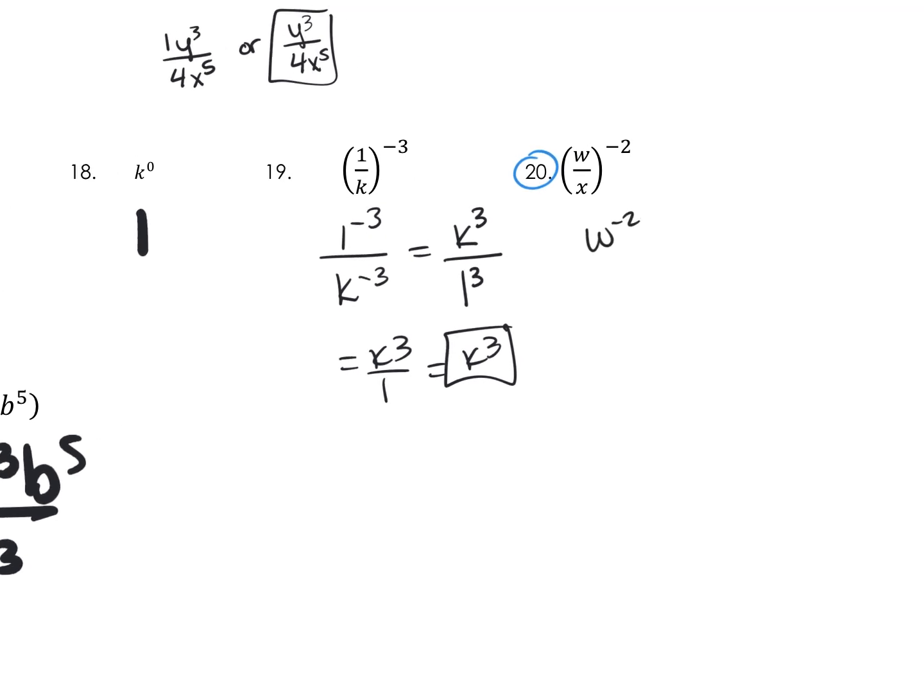So first it will be w to the negative 2 and x to the negative 2. We don't want those negatives in our answers, so they're just going to switch spots. And this will be your final answer. Any questions on those last couple?